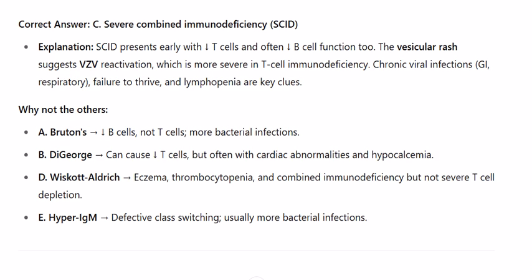Why not the others? A. Bruton's affects B cells, not T cells, with more bacterial infections. B. DiGeorge can cause low T cells, but often with cardiac abnormalities and hypocalcemia. D. Wiskott-Aldrich has eczema, thrombocytopenia, and combined immunodeficiency, but not severe T cell depletion. E. Hyper-IgM has defective class switching, usually with more bacterial infections.